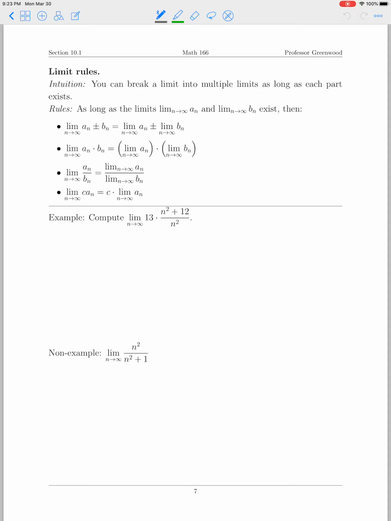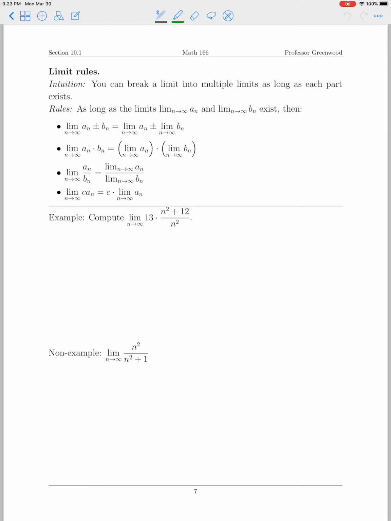So today we're going to look at some other tools for computing limits of sequences. We'll start with a bunch of rules, and these might look a little abstract, but we'll find some examples where you'll see exactly what's going on, and they're not that bad, I promise. The overall intuition for all of these rules is that you can break up a single limit into multiple parts as long as each individual part exists.